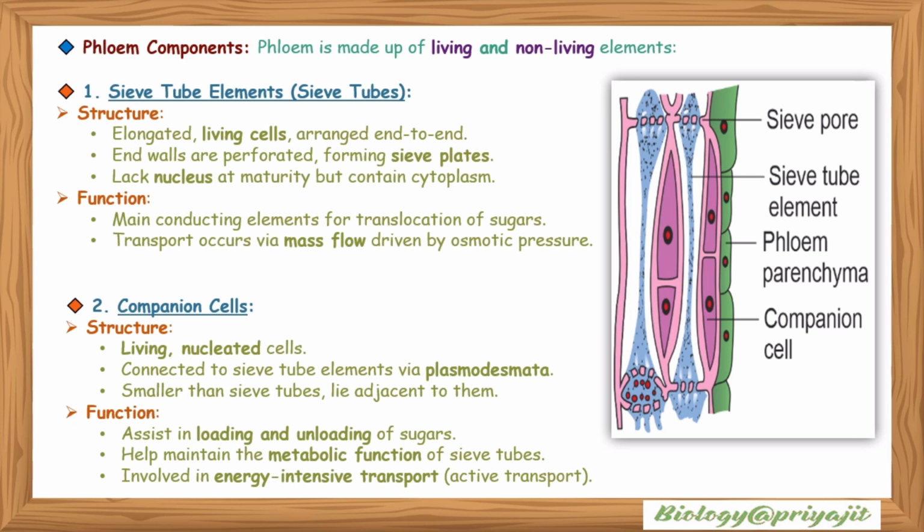Companion cells are living and nucleated cells. They are connected to sieve tube elements via plasmodesmata. They are smaller than sieve tubes and lie adjacent to them. Their function is to assist in loading and unloading of sugars, help maintain the metabolic function of sieve tubes, and are involved in energy-intensive transport, that is active transport.